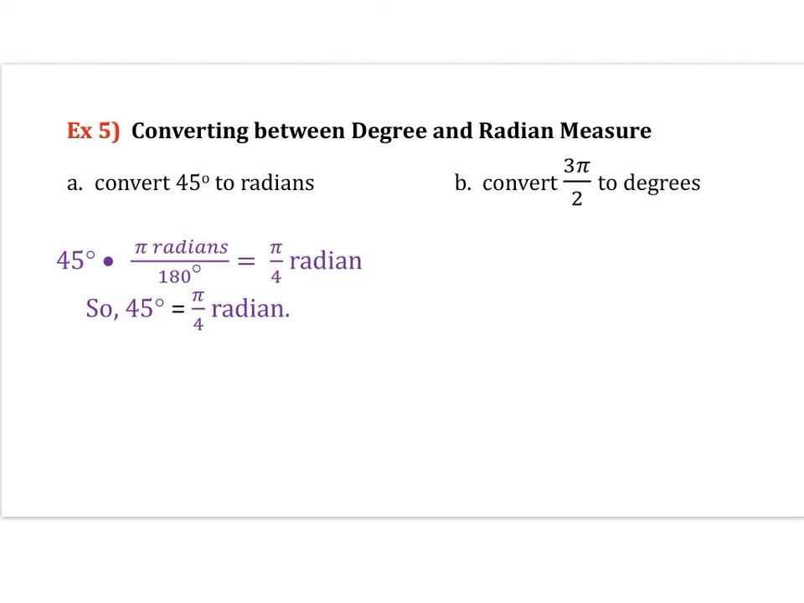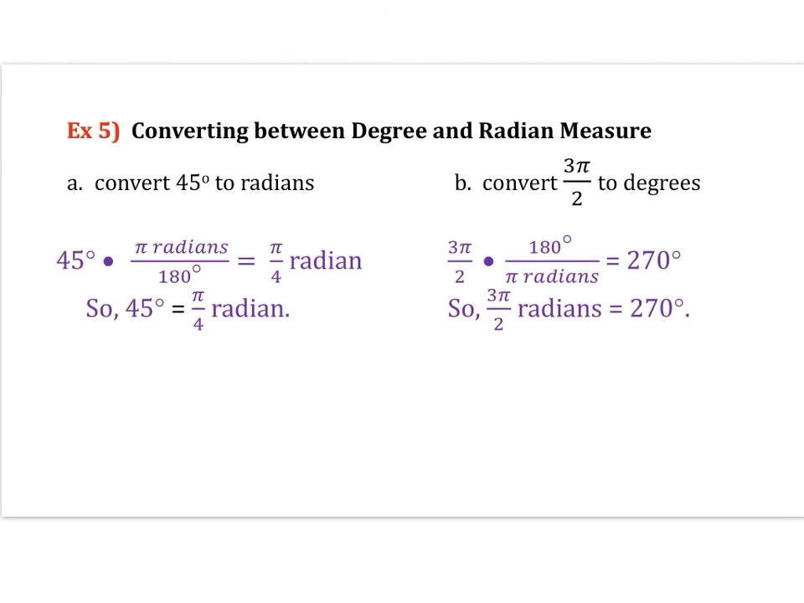Now let's convert 3 pi divided by 2 radian to degrees. Since that's what we're trying to convert, you start with that and multiply it by 180 degrees divided by pi radians. And that all works out and simplifies to 270 degrees. So 3 pi divided by 2 radians is equal to 270 degrees.